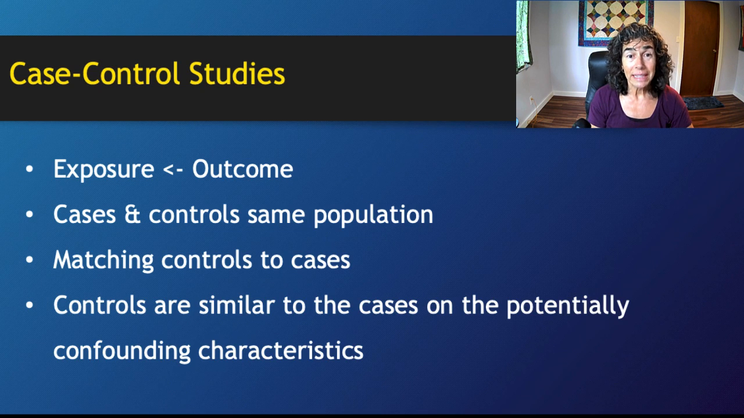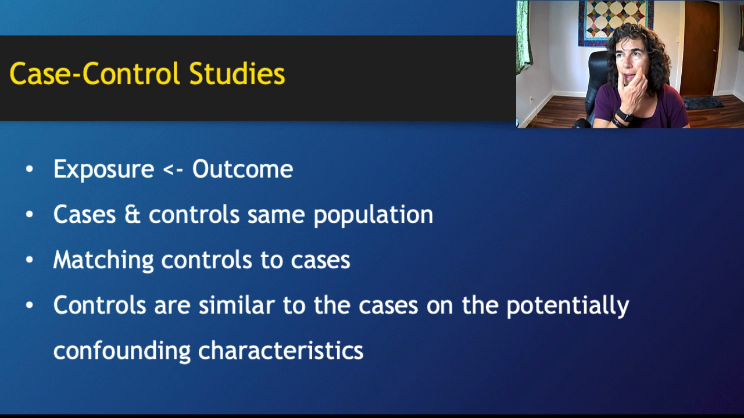Now let's look at case control studies. So we have an exposure and an outcome. The cases and controls come from the same population, and we match the controls to the cases. So we select cases that are representative of all cases, and we select the controls so that they're similar to the cases on the potentially confounding characteristics.